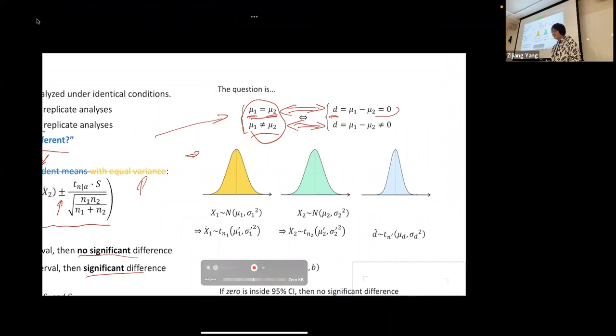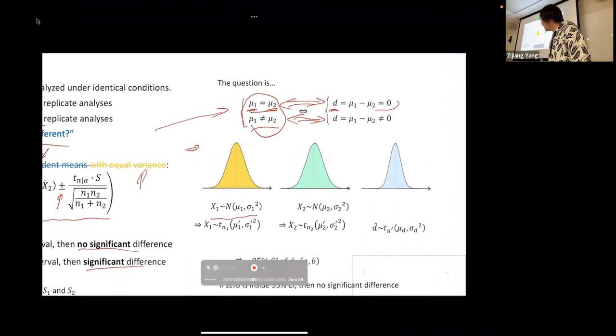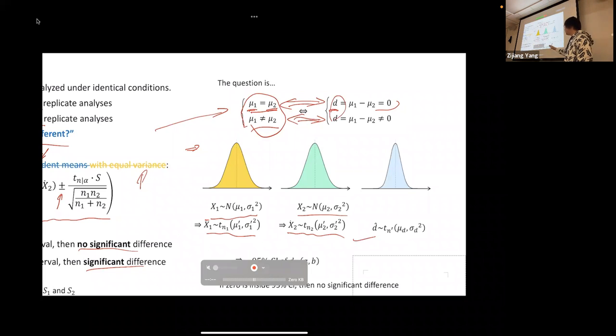From statistics, we know that if a sample follows a normal distribution, then its sample mean follows a t-distribution with some degree of freedom, some mean, and some variance. Another sample is the same: it follows a normal distribution, and its sample mean follows a t-distribution with some parameters. We're interested in the difference. The difference of two t-distributions also follows a t-distribution with some parameters like n, mu, and sigma.